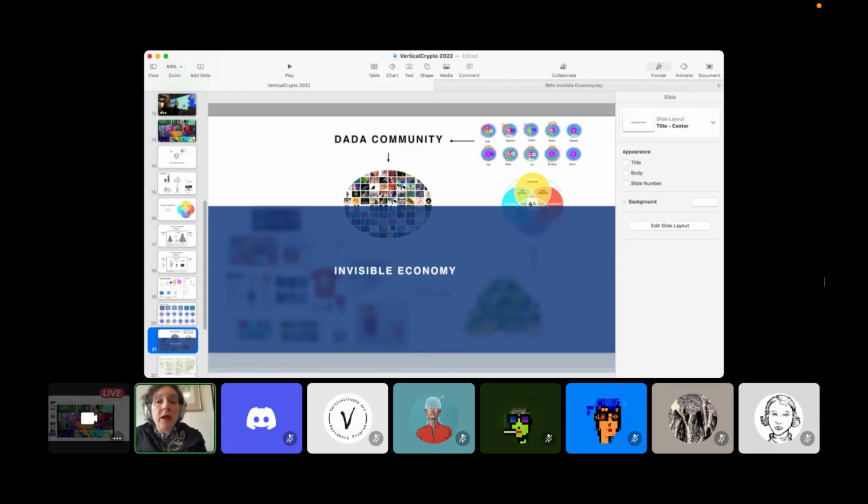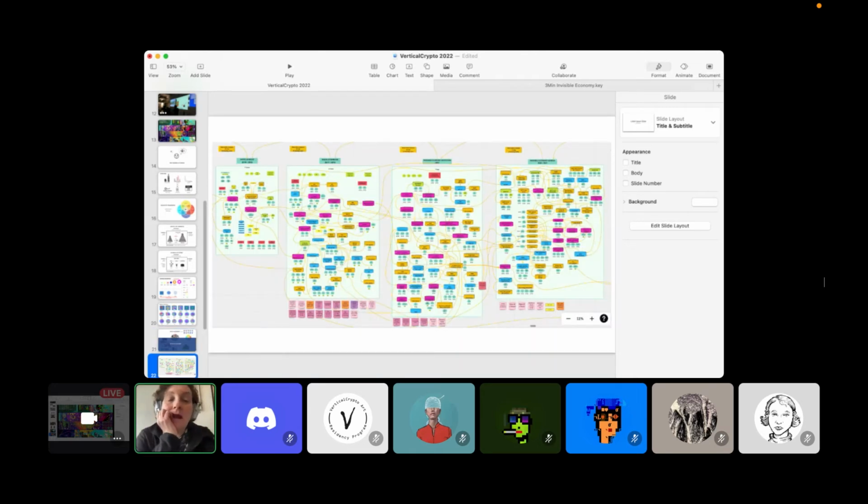So the invisible economy protects the community and the art that is created, because through the invisible economy, let's say, we can have several sources of revenue, from Weirdos or other collections that we may tokenize, but they are separated from the platform and from the community. So we can have a source of revenue that does not fray the fabric of the community.